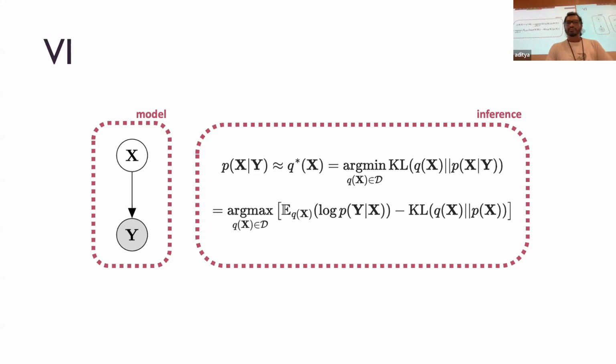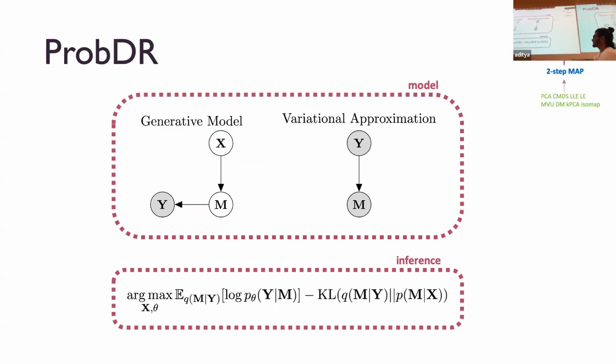And what we do in the ProbDR framework is literally just completely in the slide. This completely determines and describes ProbDR. What we do is we assume a model X to M to Y. So we are trying to explain the high-dimensional data Y using low-dimensional latent variables X, but through some other intermediate matrix M. This matrix M is a statistic like a covariance or a graph Laplacian or something else that tries to capture the salient information about Y.